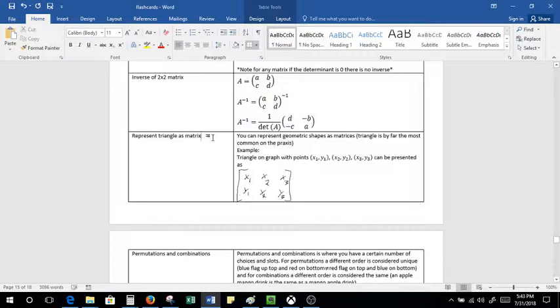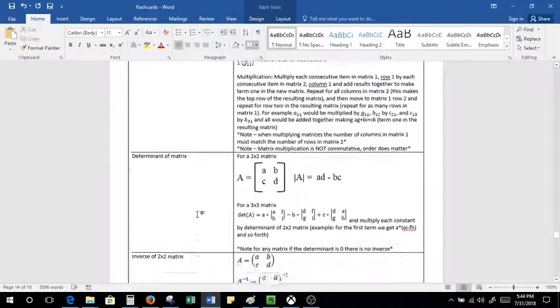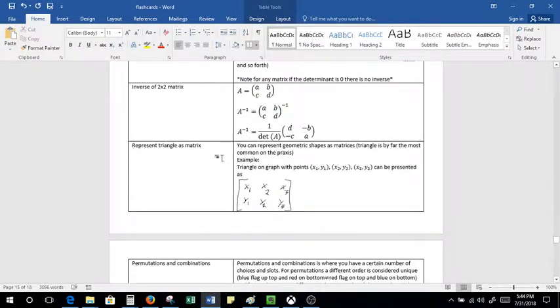You can also represent geometric shapes as matrices. We talked about the transformations at the beginning of the video. A triangle is by far the most common on the Praxis. So to represent a triangle as an example, if one point was at x1, y1, another point was x2, y2, the third point on the triangle is x3, y3. So we're talking about the corners here. This can be represented in a matrix like this. So you would pre-multiply this matrix by the transformations we have here, and that would result in the transformation requested. And we'll move on next video.